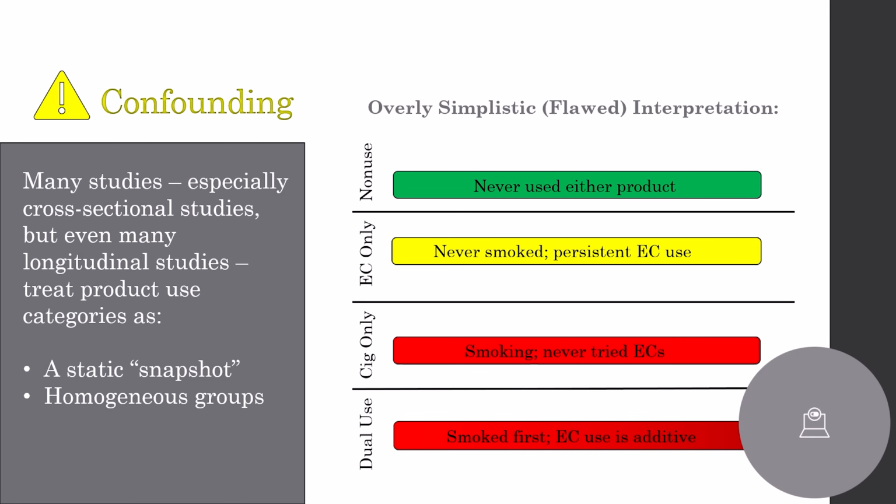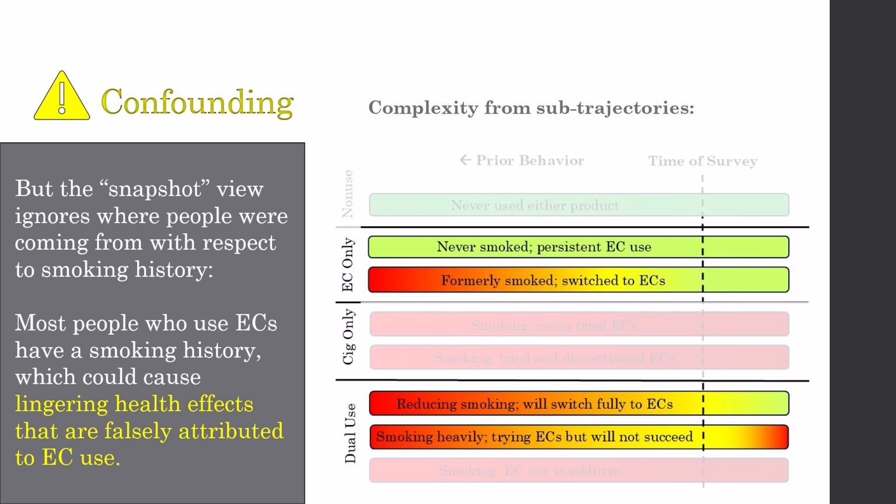A lot of these problems stem from a conceptual, overly simplistic interpretation of product use as static over time. However, there are different trajectories that are important to consider, as well as important homogeneous subgroups within each category. In particular, it's important to look at smoking history and smoking trajectories or changes in smoking behavior over time for both the e-cigarette exclusive group and the dual use group.